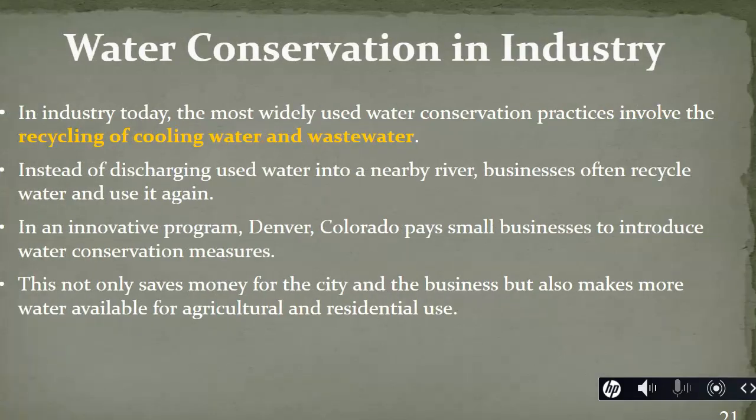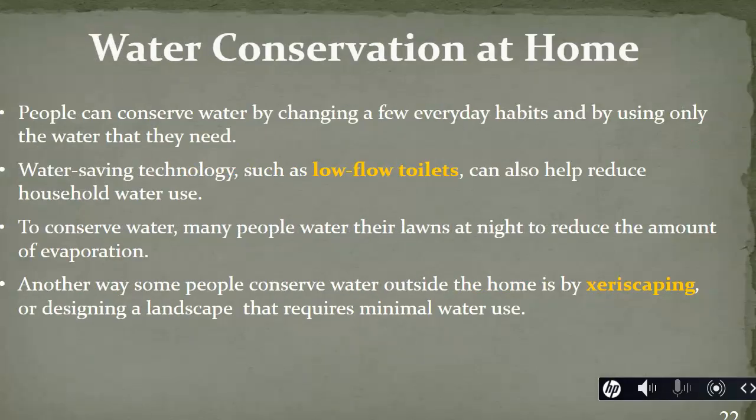Okay. In industry, we can look at recycling of cooling water and wastewater. There is no reason why the cooling water that's in that tank can't be recycled throughout, when all it is doing is being on the outside of the tank to cool whatever's going on in that system. Okay. And then water conservation at home. So using something like a low flow toilet, or turning off our water while we're brushing our teeth, or taking shorter showers, things like that. Sometimes people water their plants at night so that we have less evaporation, because the sun's not out to naturally evaporate the water.